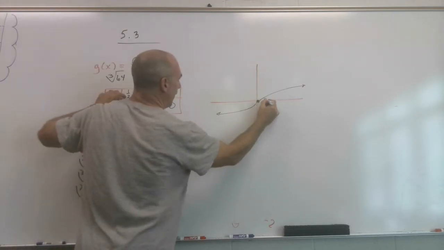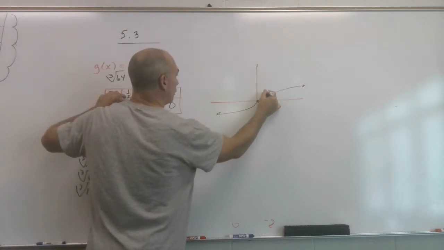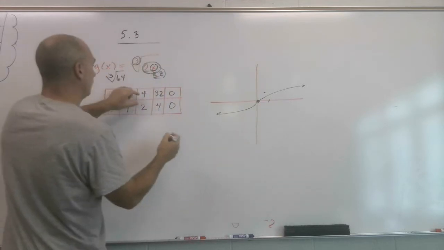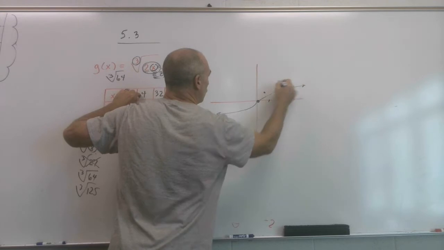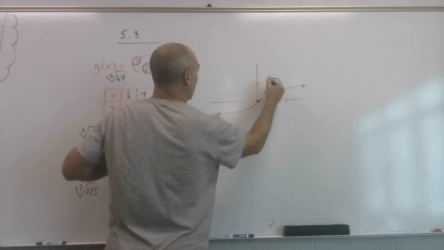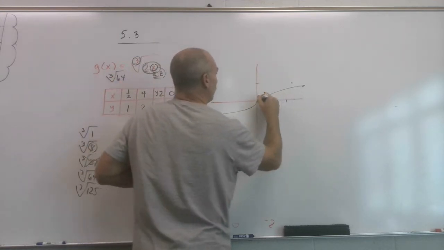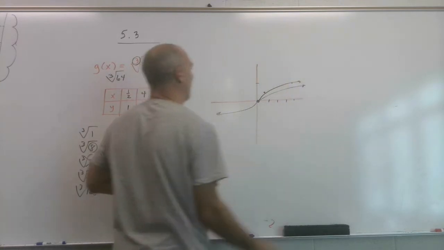If we go out 1/2, we go all the way up to 1. 4, 2, 1, 2, 3, 4. Would be 2 right here. So as you can see, it's kind of climbing a little bit faster.